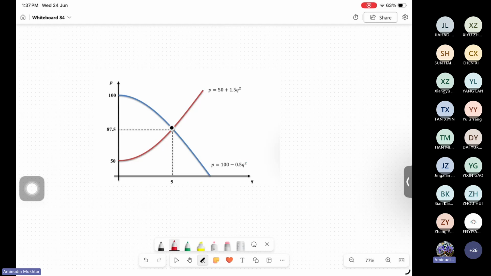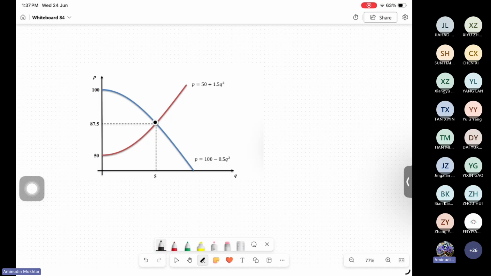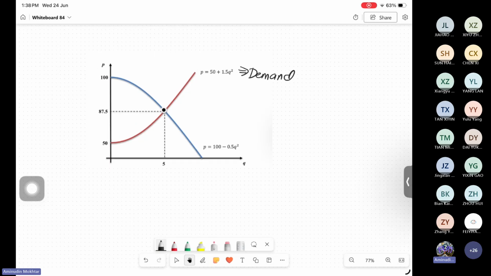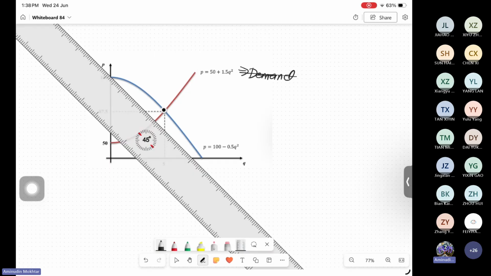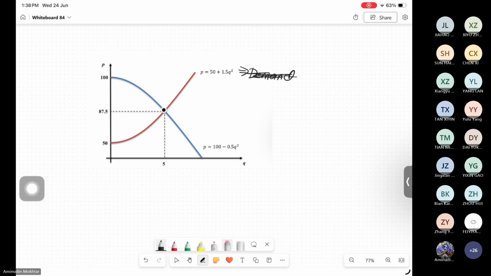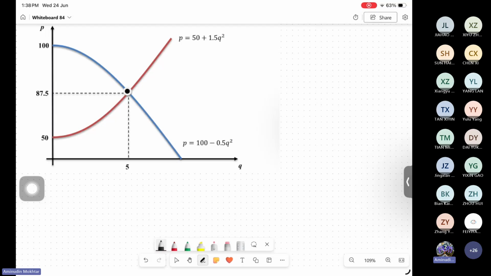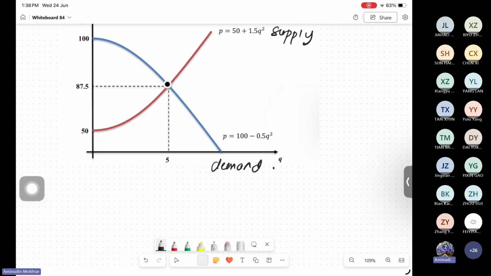So given there are two curves, demand and supply. This of course is a demand. This is a demand function, so the slope is negative. Oh, sorry, this is a supply function. The red line is the supply. The blue line belongs to the demand. Now, given there is an equilibrium price and equilibrium quantity, PE and QE.